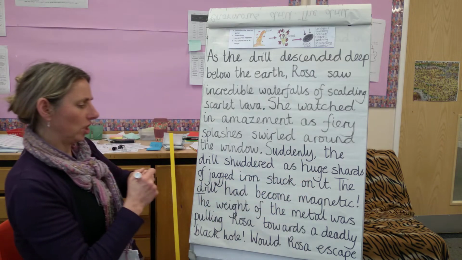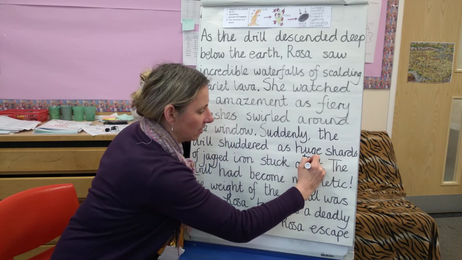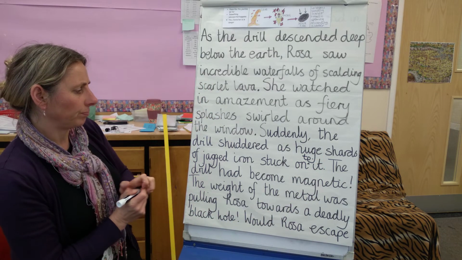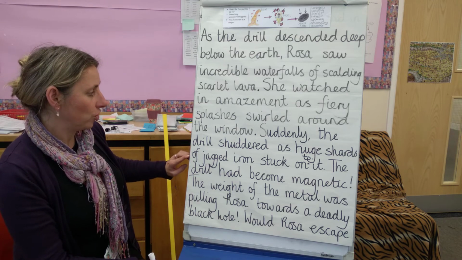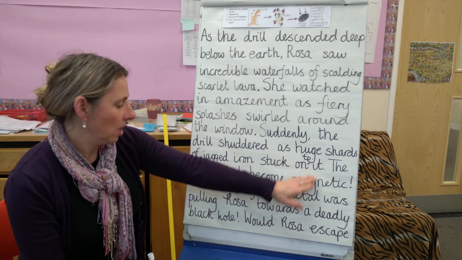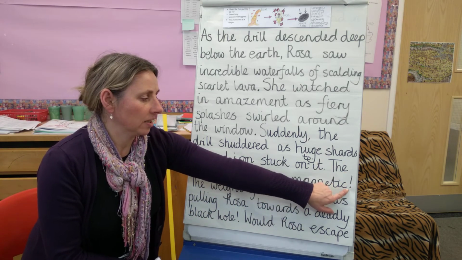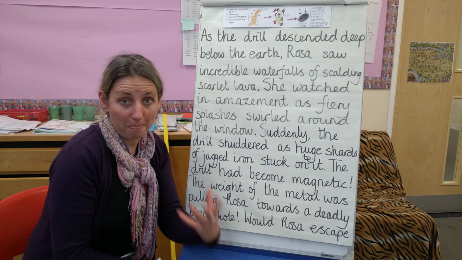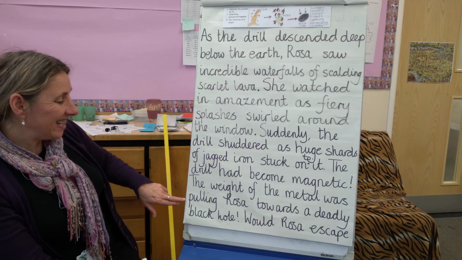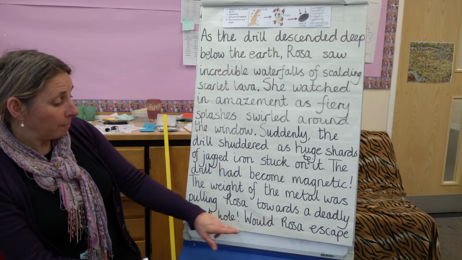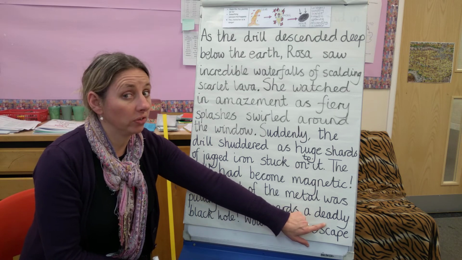I think I'm just going to change that. Stuck on to it. I think it sounds a little bit better. So I'll just read that again. Suddenly, the drill shuddered as huge shards of jagged iron stuck onto it. The drill had become magnetic! And I've used my exclamation mark because that is quite a dramatic thing that's happened. The weight of the metal was pulling Rosa towards a deadly black hole! And again, that adjective there is telling the reader that something awful is going to happen.